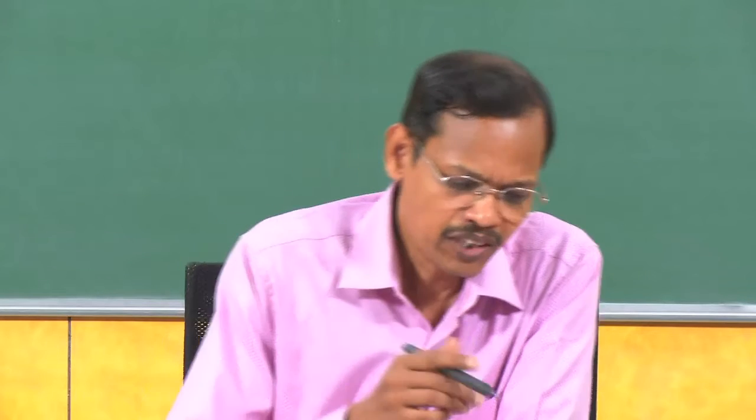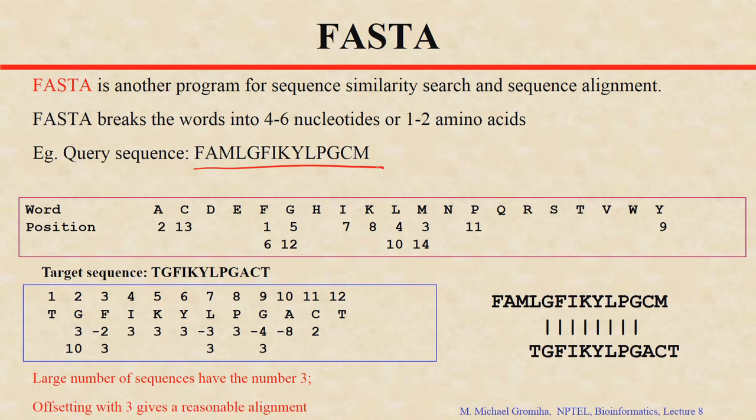FASTA is another program that is also used for sequence similarity and sequence alignment. Here it breaks the sequence into 4 to 6 nucleotides or 1 or 2 amino acids. We have the query sequence FAM and so on. First, take this sequence and identify the positions. F is in position 1, A is in position 2, so we put 2, then M is 3, so we put 3. Likewise, the query sequence is made into different positions, and you can see another F at position 6.